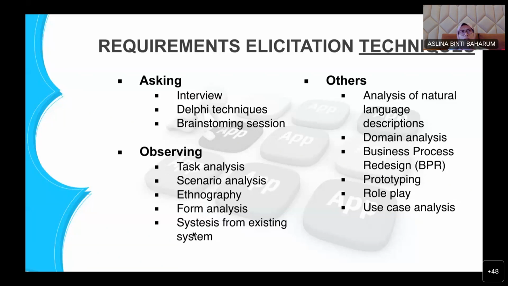Another is synthesis from an existing system. You already have the existing system and you want to improve it. Other techniques can be analysis of natural language descriptions, domain analysis, business process redesign, prototyping, role play, use case analysis, documentation, and a lot more. So this is general knowledge on how to go through requirement elicitation. Elicitation is to get more details on how your system should be, so you can dig out these details with these techniques.